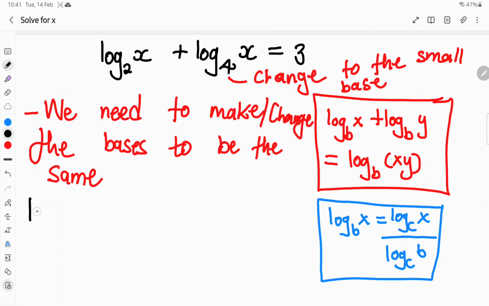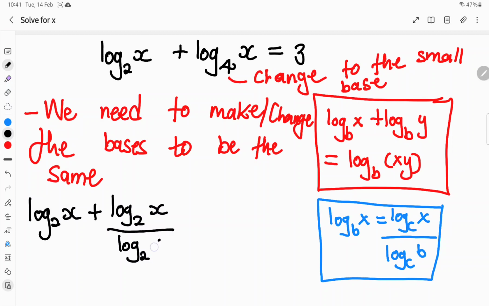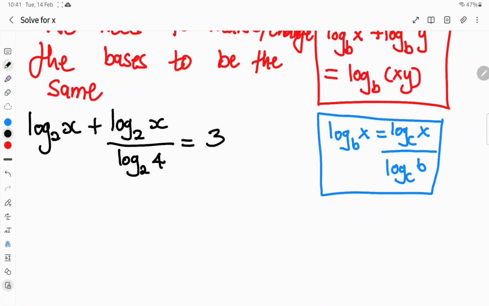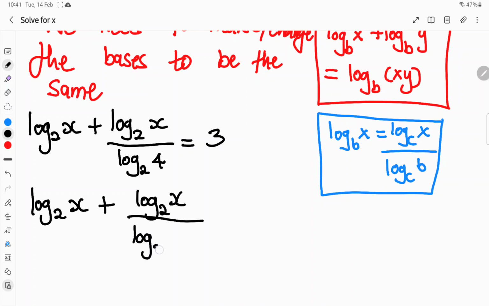In this case, we're going to leave log base 2 of x untouched, and then this is going to be plus log base 2 of x over log base 2 of 4, equals 3. That's the first step in solving the problem. Now we need to try and eliminate this one. So this becomes log base 2 of x plus log base 2 of x over log base 2 of 2 to the power 2, equals 3.